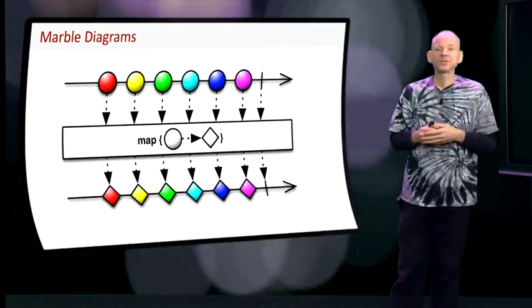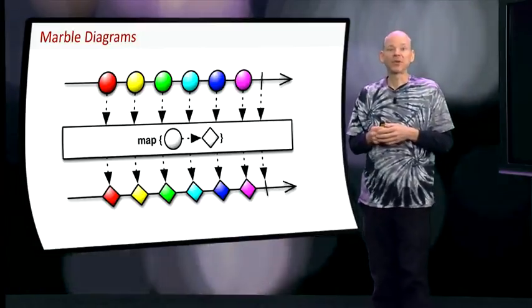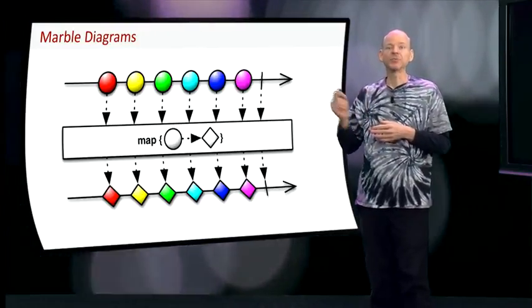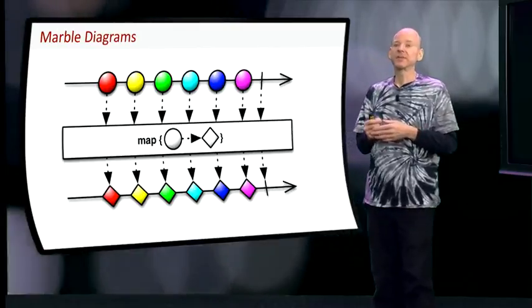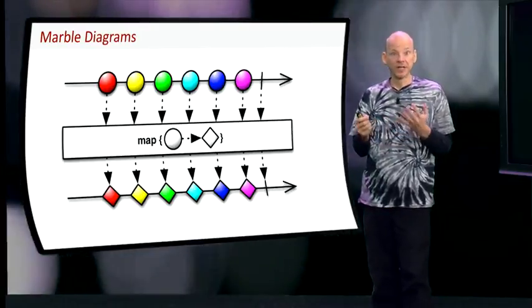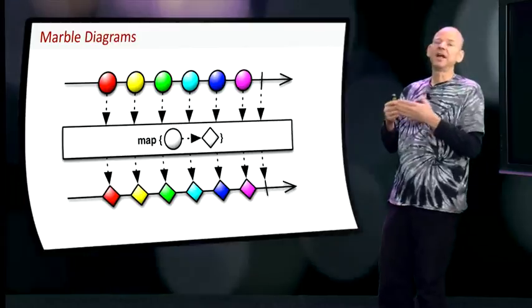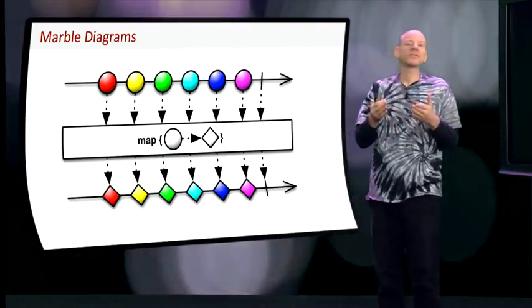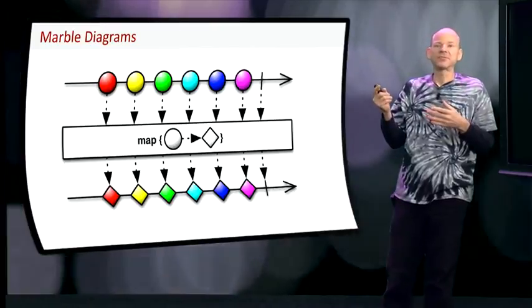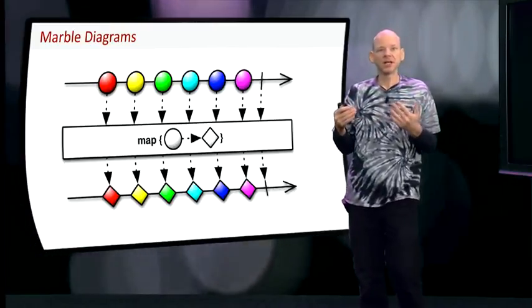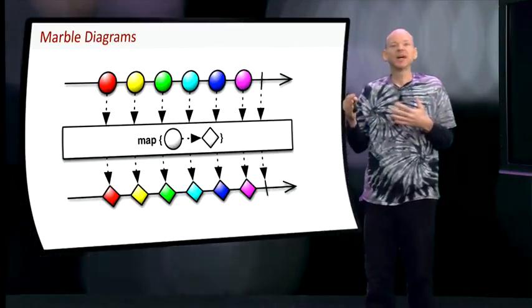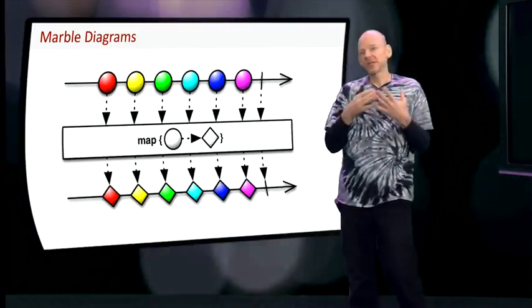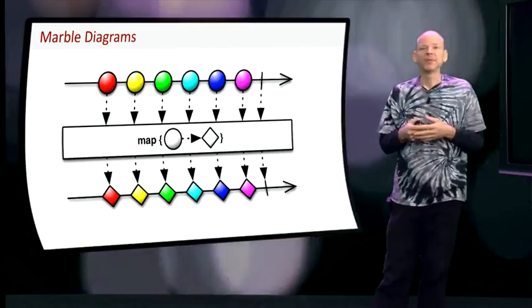Here, to remind you, is the marble diagram for map. A map takes an input stream, in this case an input stream of marbles, and turns each marble into a diamond. And as you see here, it doesn't really matter what this stream represents. That's the beauty of these marble diagrams. This could be an iterable or an observable, but you know, the map function behaves the same.